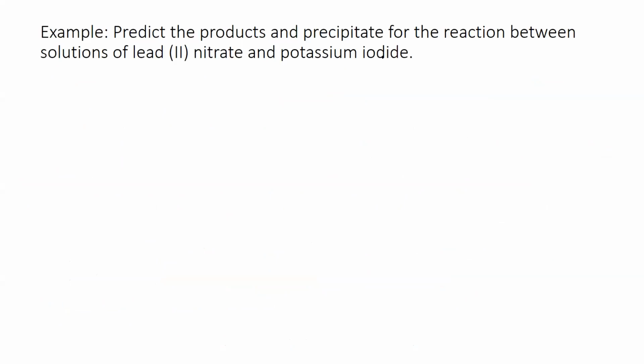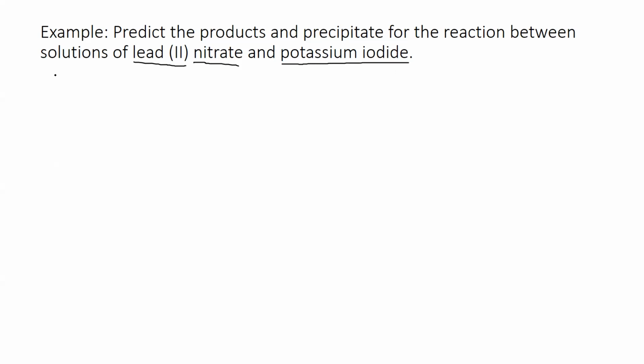And so we can do an example here where we can predict the products and the precipitate for a given chemical reaction. In this case, the reaction of lead(II) nitrate and potassium iodide. So lead 2, we need to know that it's lead with a +2 charge, and nitrate, we need to know our polyatomic ions, if that wasn't clear before today. So make sure you have those. And so you'll get that reacting with potassium iodide.